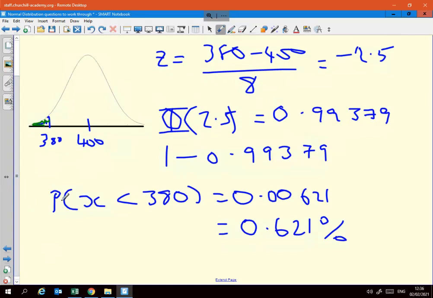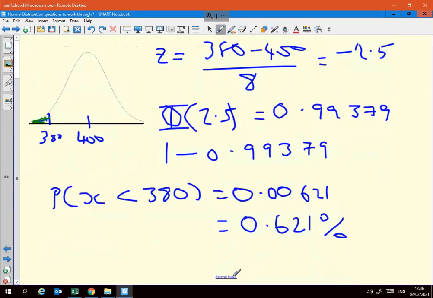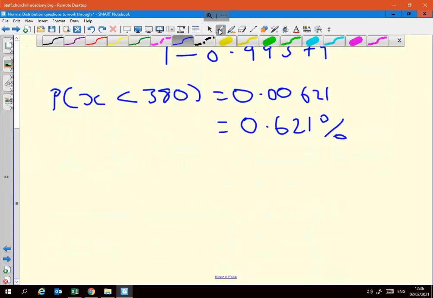So we haven't quite answered the question, because the question was, the label on the jar states that the minimum weight of honey in the jar is 380. Can this claim be justified? Now, there isn't an easy answer to that. You get to make a judgment call. So you could legitimately say, well, 0.621% isn't 0. So there are some jars that are less than 380, so no, the claim isn't justified. That would be a reasonable answer.